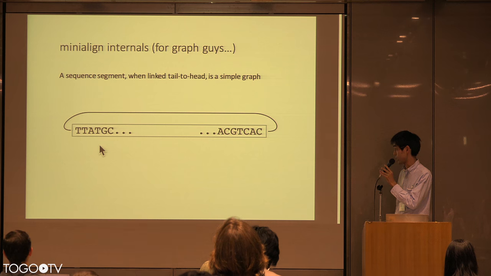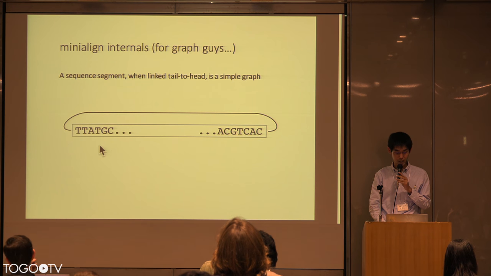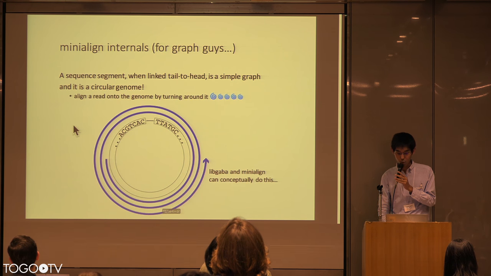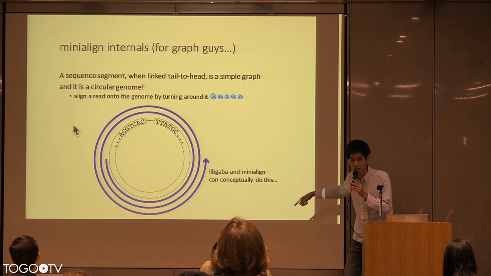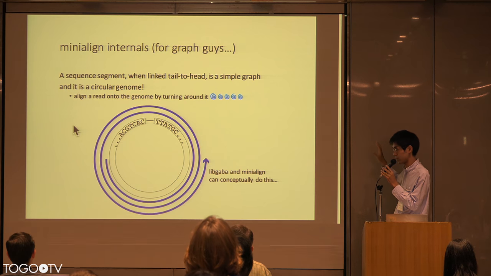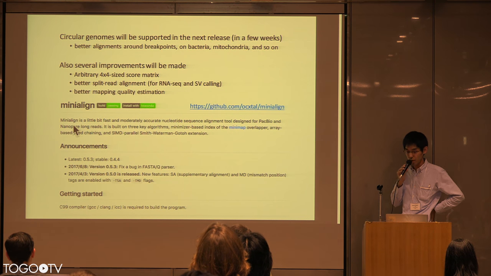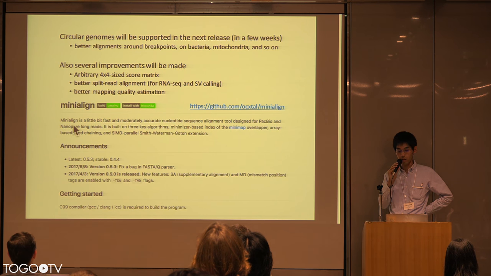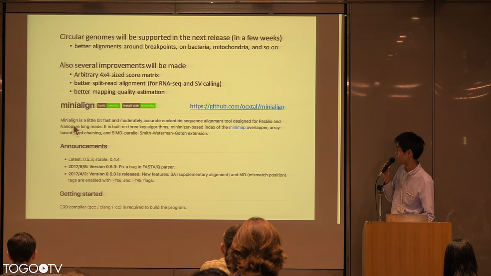A sequence segment, for example, when linked tail to head, is a simple graph, and it is actually a circular genome like mitochondria and so on. And we can align a long read onto such a genome by turning around it multiple times. libgaba and minialign currently can't, but conceptually can do such a task. And I will add this feature to minialign in the next release. I'm currently testing this new circular alignment algorithm on a real nanopore dataset, and several improvements are also planned.